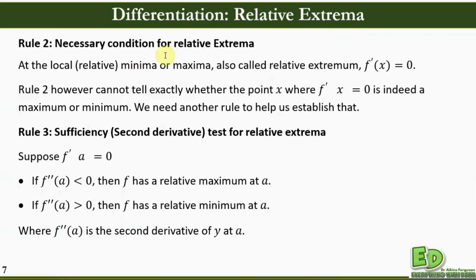The first one is called the necessary condition for relative extrema. The idea about this rule or this condition is that when you are given any function, differentiate the function and equate it to 0 to get the values of x, or the value that you want, right? So as local minima or maxima, it is called a relative extreme. The derivative is equal to 0. However, it cannot tell exactly whether the point x where f prime of x is equal to 0 is indeed a maximum or minimum. We need another rule to help us.